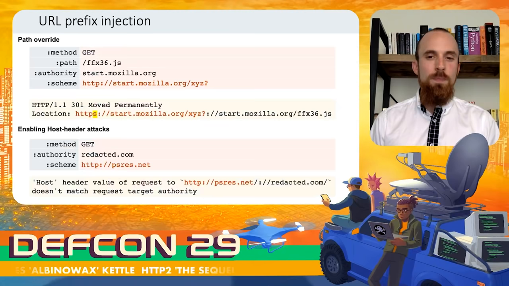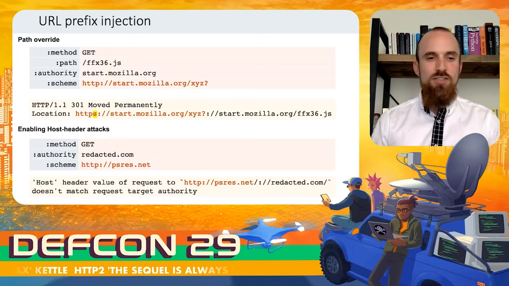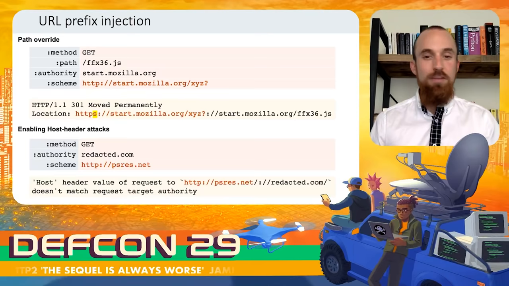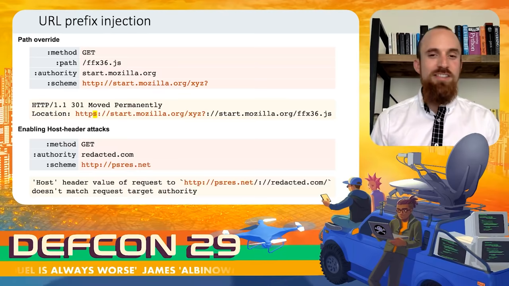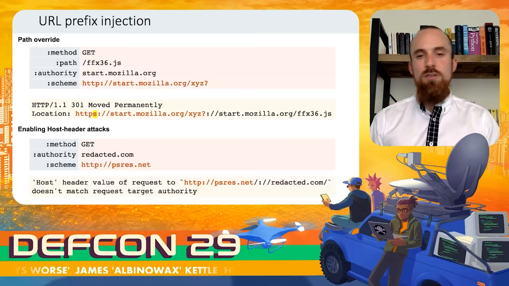Another cool thing about H2 is the scheme. I haven't really mentioned this so far, but it's basically just meant to be HTTP or HTTPS, just that ASCII string. But the cool thing is, because this is H2, we can put arbitrary binary data in there, and it doesn't have a direct equivalent in H1. So that means it's a new attack surface, and people thereby forget to sanitize it.